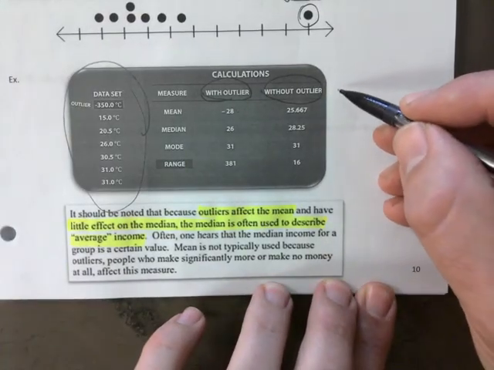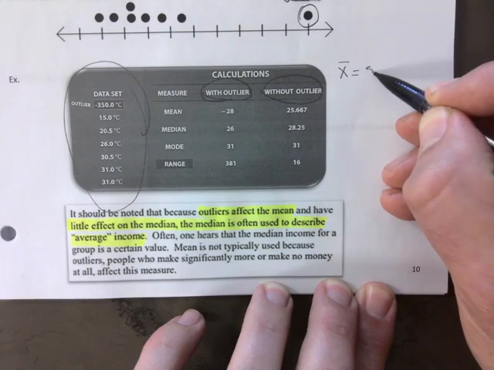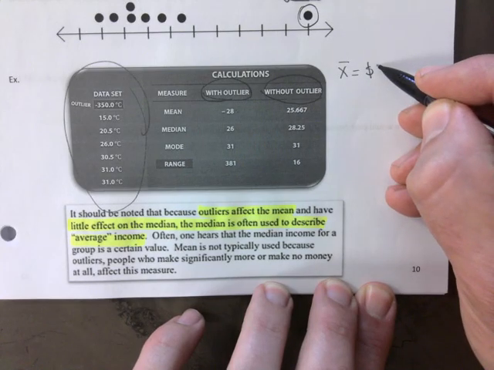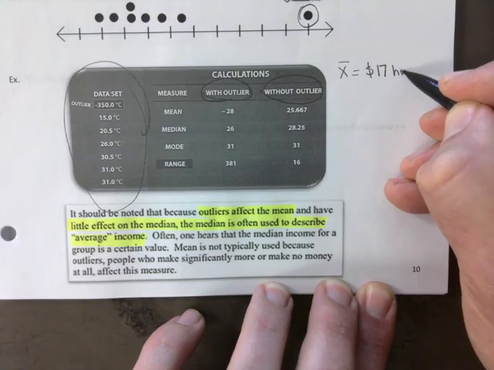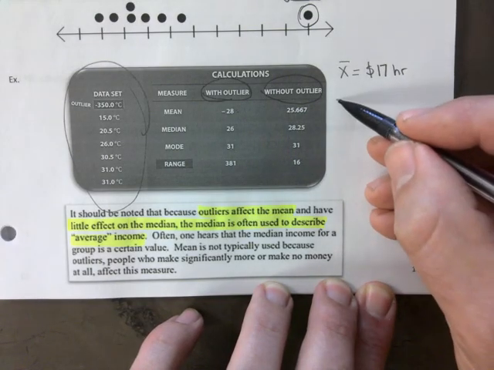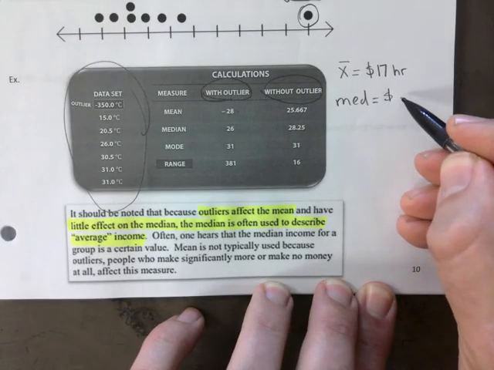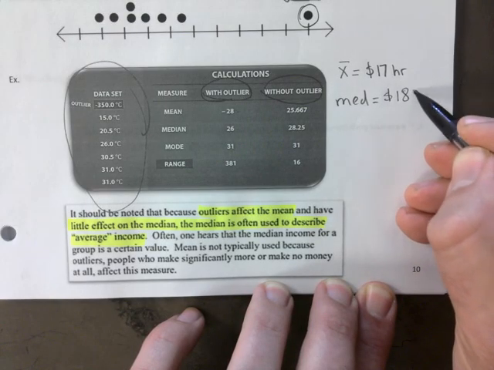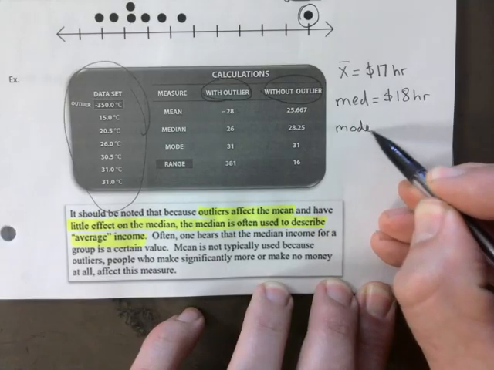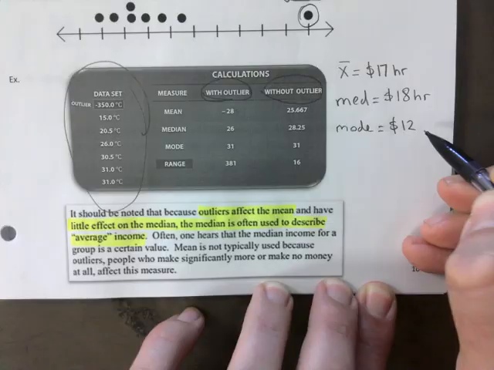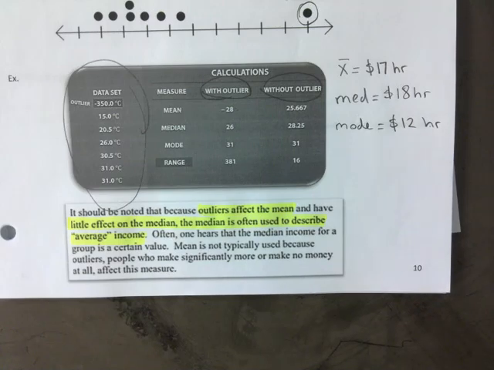Let's say that you have a mean income. You actually calculate the average, and a company says, hey, we pay $17 an hour to start. It's found that the median income is $18 an hour, and it is found that the mode is $12 an hour. The mode is $12 an hour.